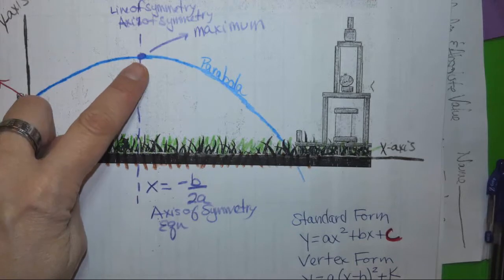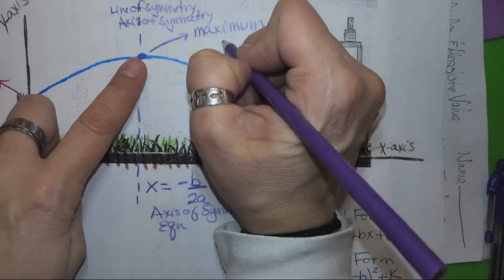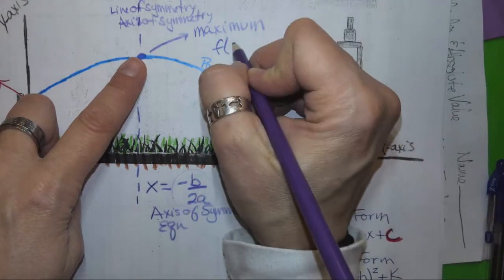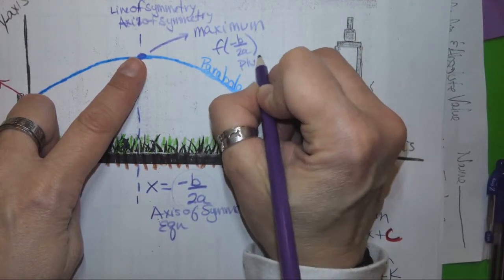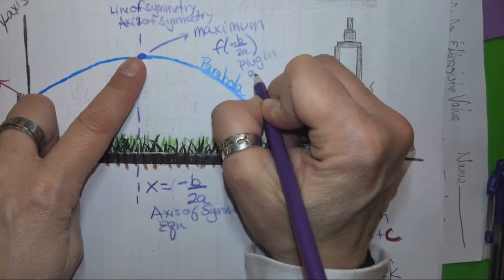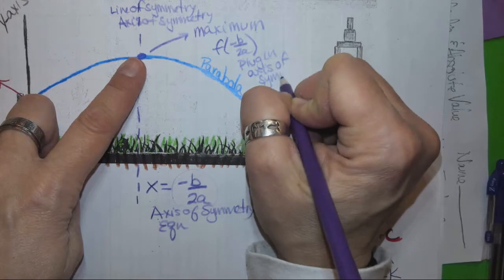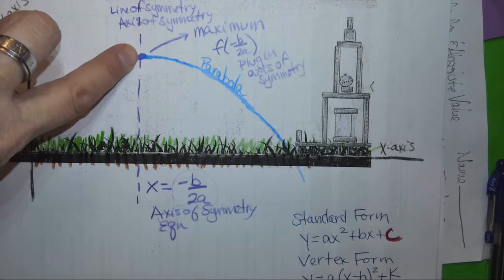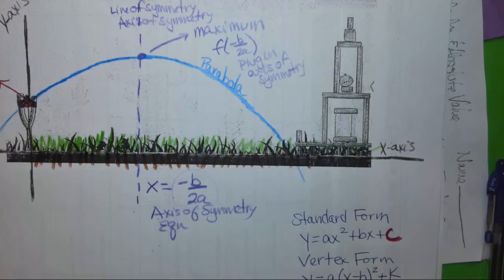Now the maximum is going to occur when I plug that answer in. So it's f of negative b over 2a. So we're going to plug in the axis of symmetry. What spits out is going to be your max or your min, because that coordinate is whatever this is, comma, what happens when you plug it back in. So that's our maximum.